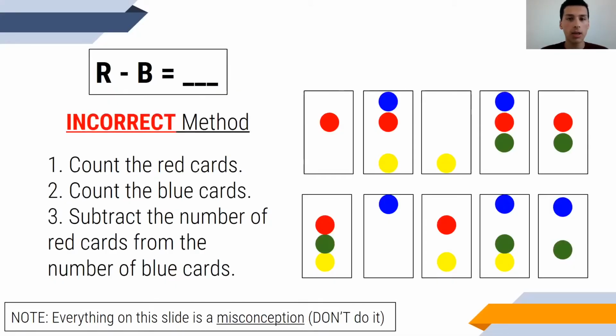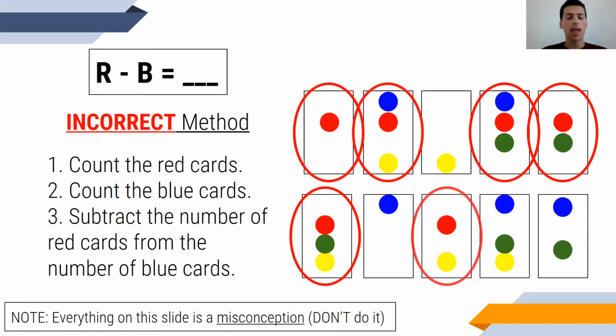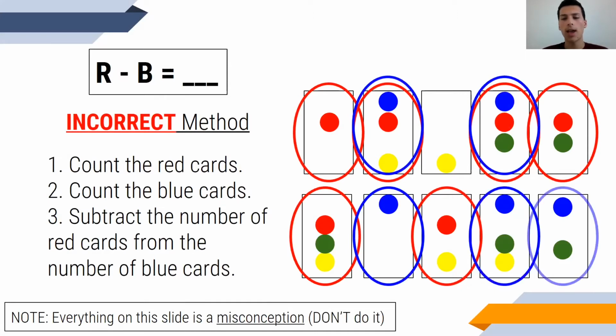Here is the incorrect method, what some people do that leads to a mistake. This is what they do. The first thing is they count the red cards. So 1, 2, 3, 4, 5, 6. And then they count the blue cards. 1, 2, 3, 4, 5. So they have all of these cards counted.